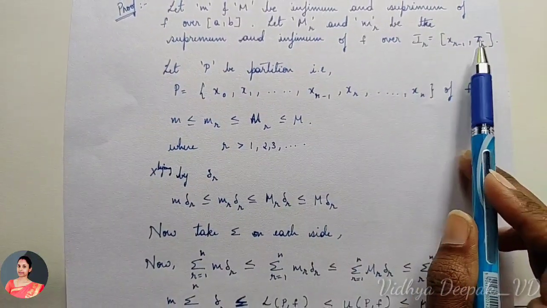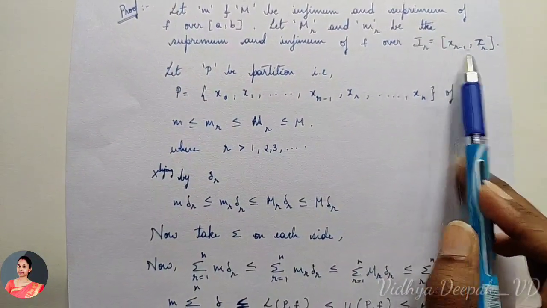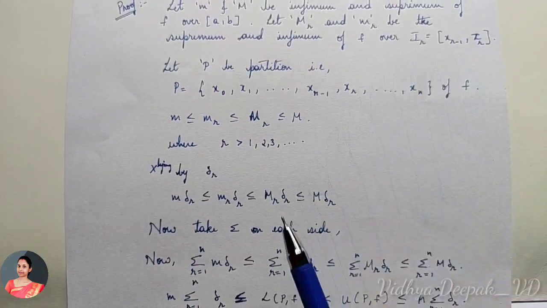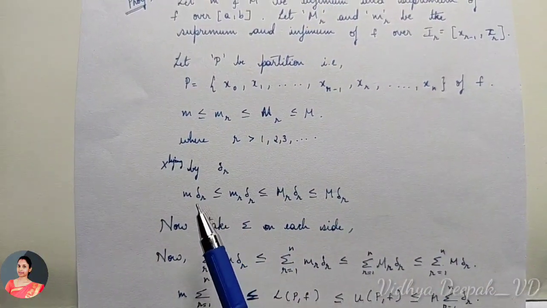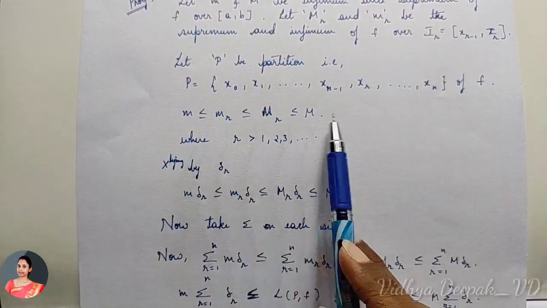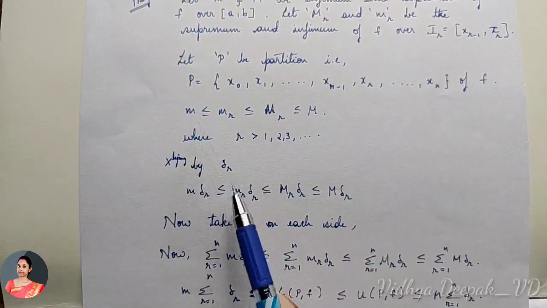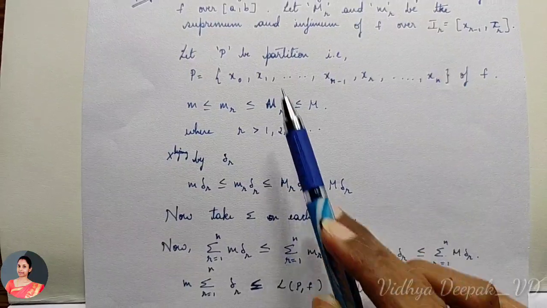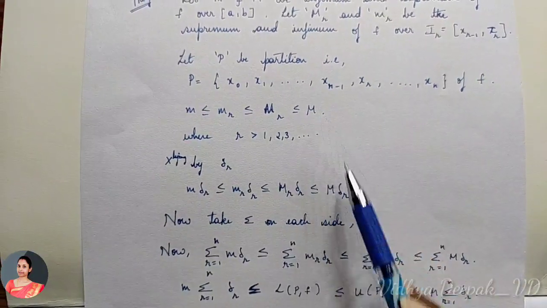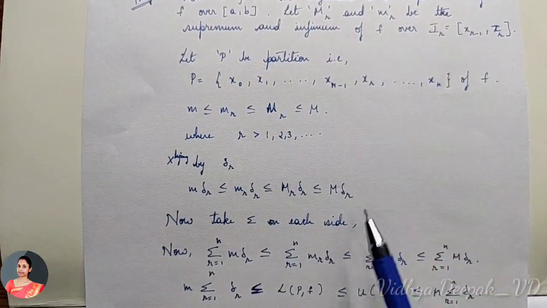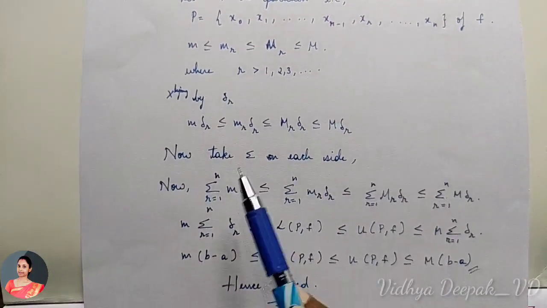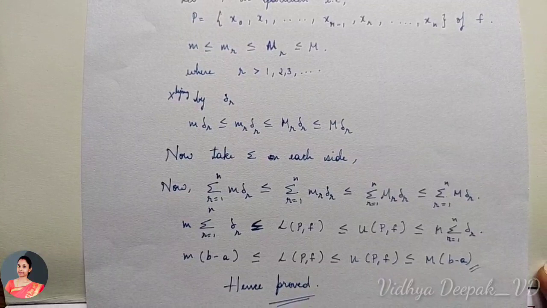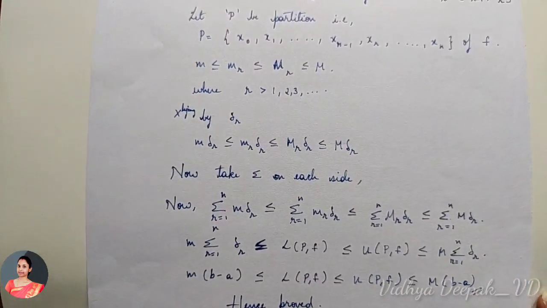The greater number minus the smaller one: if the interval is [a, b], we take it as b minus a. That is the length of the segment. So now we are multiplying this with delta r: m delta r is less than or equal to m_r delta r, less than or equal to M_r delta r, less than or equal to M delta r. Now what are we doing? We are taking sigma, that is summation, on each side.